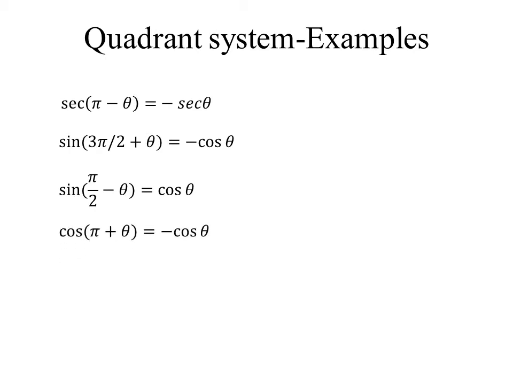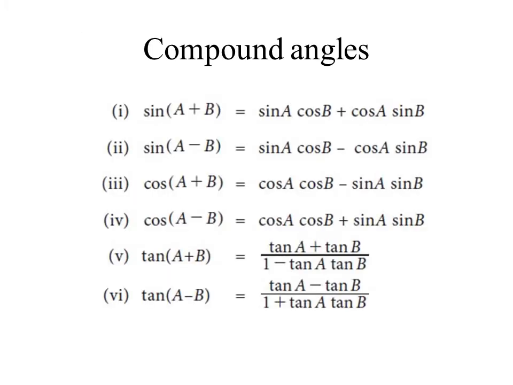Next one is cos of pi plus theta, multiple of pi, so cos remains same, cos theta, and pi plus theta is in the third quadrant. In the third quadrant, only tan and cot are positive, so cos becomes negative: minus cos theta. Next one is tan of pi by 2 minus theta, multiple of pi by 2, so tan changes to cot, and pi by 2 minus theta is in the first quadrant, so all are positive, so plus cot theta.